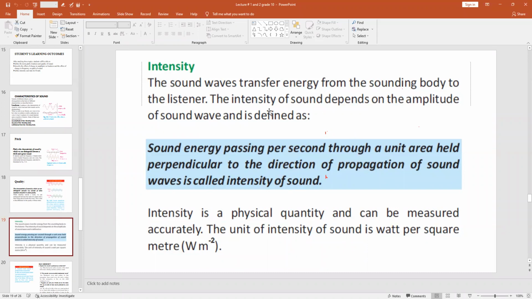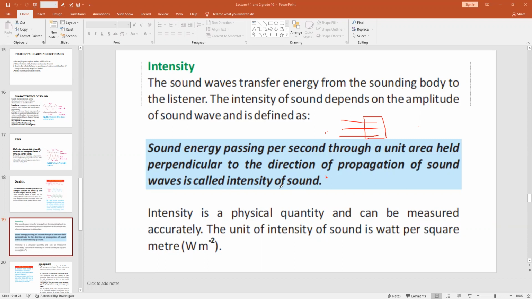Let's say you have this medium and you are speaking like this. So if you're speaking, the waves are traveling from this part. The sound energy passing per second through a unit area held perpendicular to the direction of propagation of sound is known as the intensity of sound. So intensity is a physical quantity. If I speak with a very loud voice, my intensity will be very high. So it's a physical quantity, and it can be accurately measured.